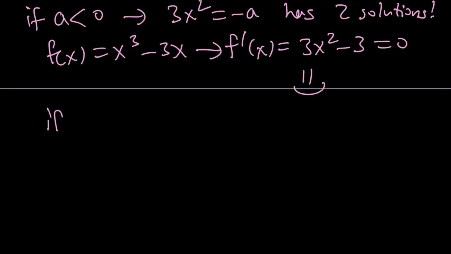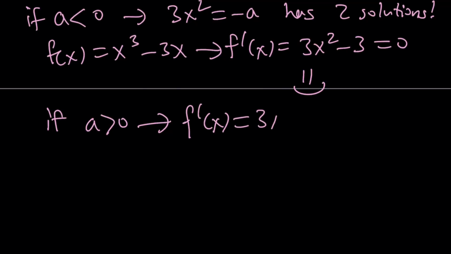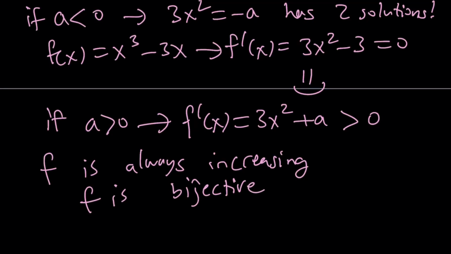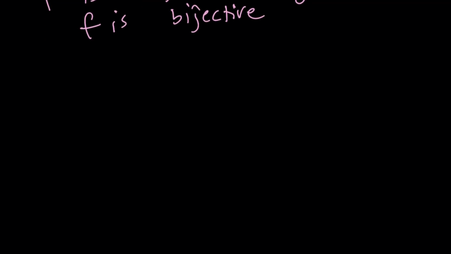Now, if a is positive, then f prime, which is 3x squared plus a, is going to be positive, because 3x squared cannot be negative. You're adding a positive quantity, like 3x squared plus 1. That can never be 0, right? Which means f is always increasing, which means it is bijective. Yay! If f is bijective, we can find a unique inverse for f. Awesome. So let's go ahead and find the inverse for a greater than 0.